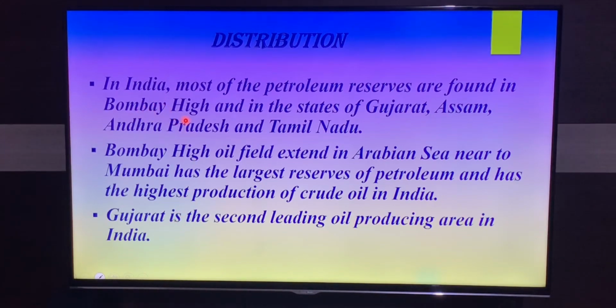Bombay High is the most important petroleum reserve in India, and petroleum is found in Gujarat, Assam, Andhra Pradesh and Tamil Nadu. The Bombay High oil field extends in the Arabian Sea near Mumbai, and this is the largest reserve of petroleum and has the highest production of crude oil in India. Gujarat stands second in leading oil producing area in India.